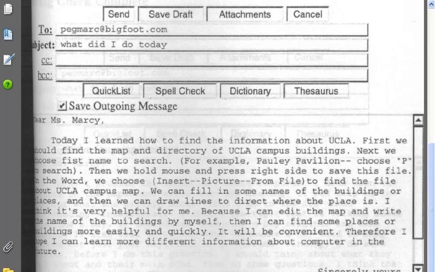Okay. A few weeks later, from the same person, today I learned how to find the information from UCLA. So now I gave her feedback. I don't want your e-log to be about your whole day. I just want it about my class. And then she described what she learned.